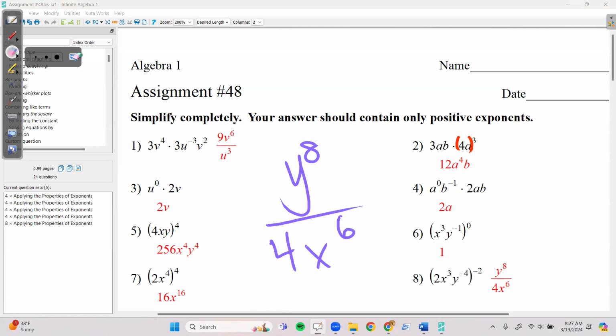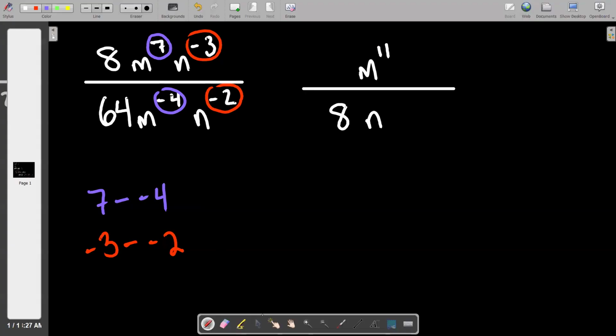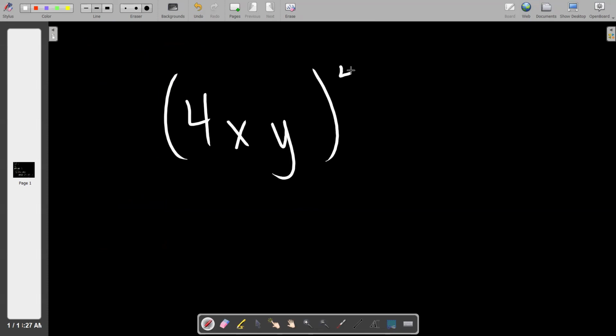So what happens with number 5 is, first off, how many things do you see in the parentheses? This is really important. There are 3. So they're each going to get the exponent of 4. I'm going to write it on the other side so I can write a little bit bigger. So we have 4xy to the power of 4.